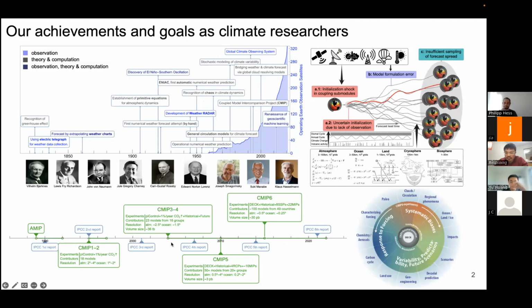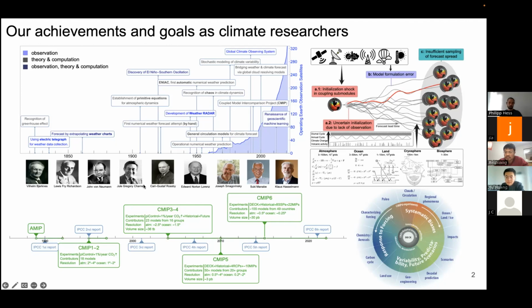So all these things start from the beginning of the 18th century when we first used the electric telegraph to collect weather data, and we extrapolated those data to give us some weather forecasts. And gradually, Bjerknes developed the equations that govern the atmospheric dynamics. And then Richardson said that maybe we can try to solve these equations by hand using numerical methods. So he did the first try, but did not succeed. And in 1945, von Neumann tried to solve these equations using the first electronic computer, called ENIAC.